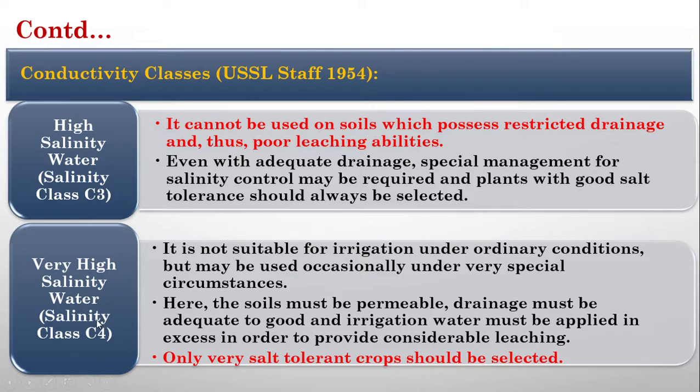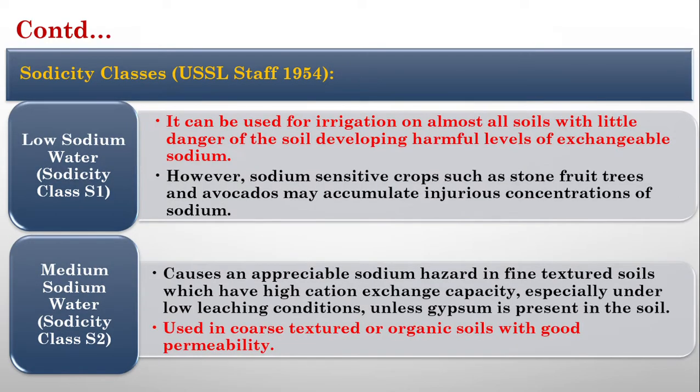And for C4 class, it can be used only for very salt tolerant crops. C4 is very high damage causing water. So it is salinity class 4 which can cause high damage. So it can be used only for crops having very high salt tolerance. And after this we can move on to the sodicity class.